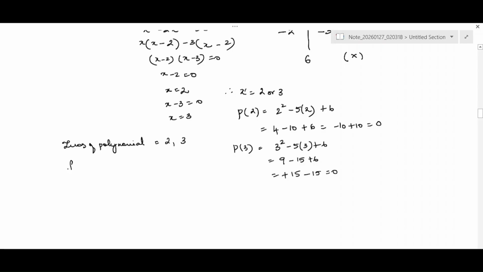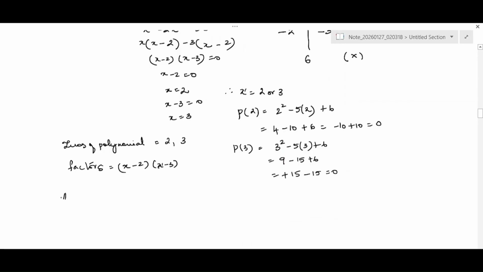And if I take factors, just remember this. If I take zeros, they will be only numbers with the respective signs. If I take factors, it will be the opposite sign of the zeros. So it is x minus 2, x minus 3. If you remember this alone, you will not get confused. So zeros will be only plain numbers. If I have to take factors, it will be the opposite sign of the zeros: x minus 2, x minus 3. If you remember this, it will become very easy.